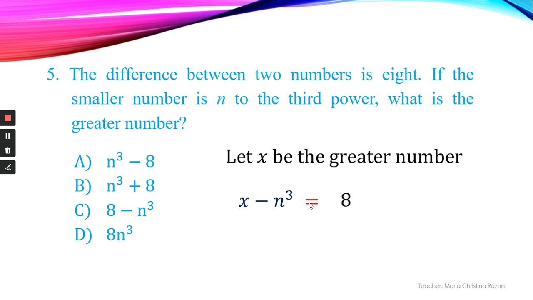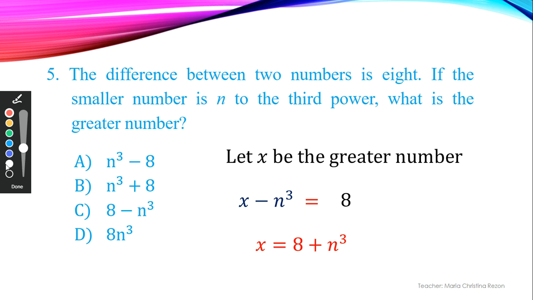Now, from this expression here, we will be able to know what our greater number is, the greater number, which is x. From this statement, we can conclude that x is equal to 8 plus n cubed. And then, by the commutative property, we can find an answer here which is equal to n cubed plus 8, and that is letter B.